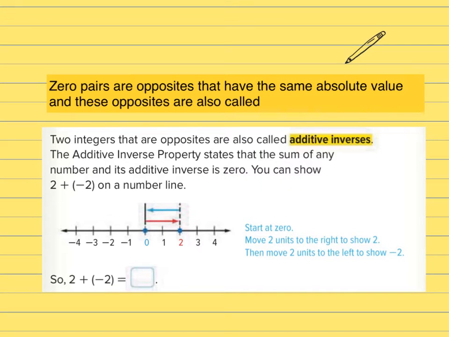We can show this on a number line. Let's take this expression, 2 plus negative 2. Starting at 0, we move in a positive direction to positive 2. We are adding negative, so we move in a negative direction 2 spaces or units, and our sum is 0. So therefore, 2 plus negative 2 equals 0.